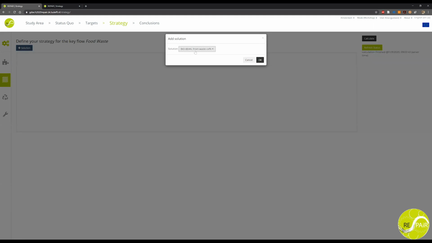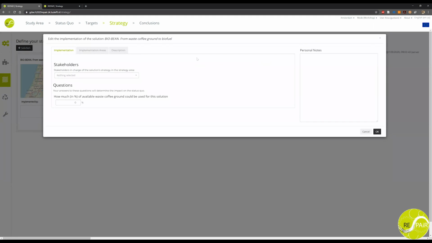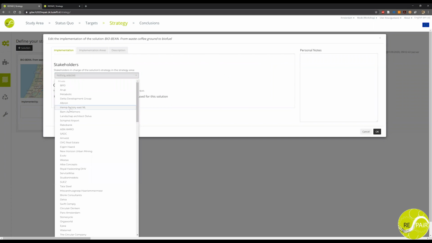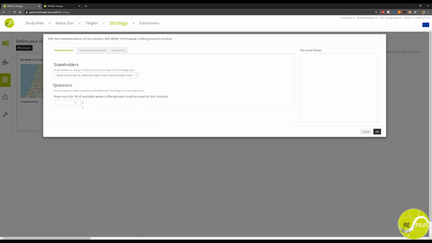Now, let's add solution BioBean from waste coffee to biofuel. Participants choose the BioBean solution, which we have described before, and indicate which stakeholders should be involved in the development of the solution for Amsterdam. Also, participants can indicate a percentage of available waste coffee grounds that could be used for this solution. For example, we set it here at 50%.